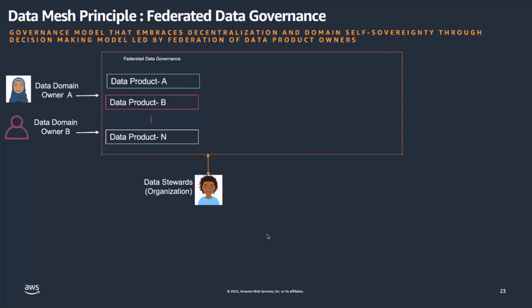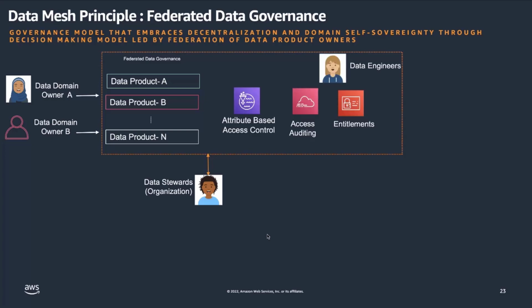With the help of data stewards, who are responsible for maintaining the governance cycle around the data and providing the security needed for the organization across consumers, they could work with the data engineers to set up attribute-based access control on the data sets and enable access auditing, like how those data sets are registered and being consumed, and create an entitlement process where domain owners can use those entitlements to share to the consumers.